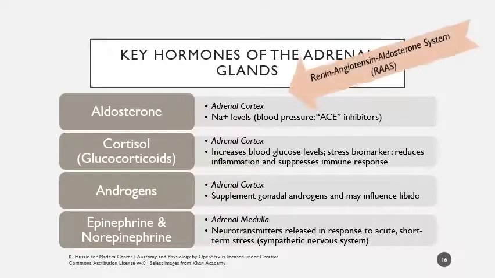That is part of the renin-angiotensin-aldosterone system, or RAAS. That is responsible for increasing sodium ion levels, which increases blood pressure. And remember that ACE inhibitors, which inhibit angiotensin converting enzyme, serve to stop this system from proceeding. The adrenal cortex also secretes glucocorticoids broadly and cortisol more specifically. Cortisol is responsible for increasing blood glucose levels.